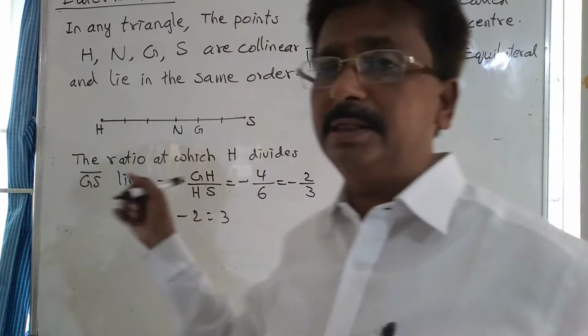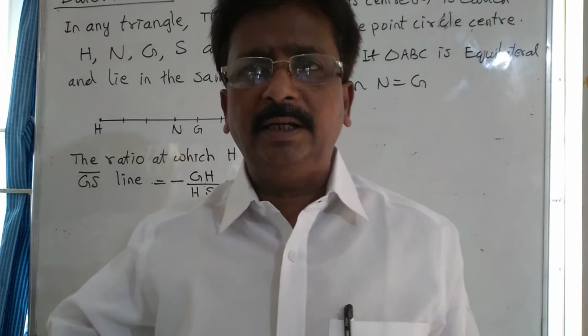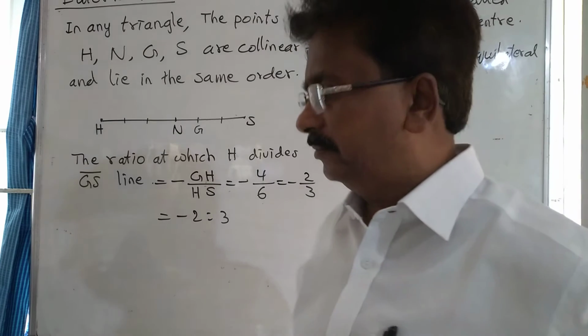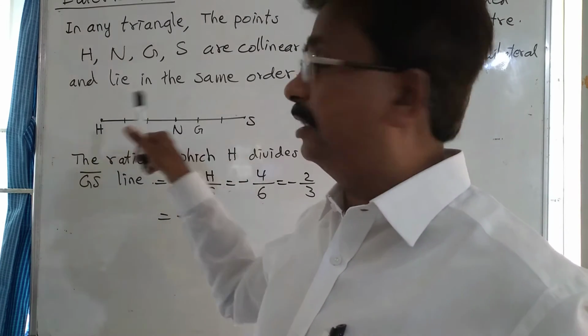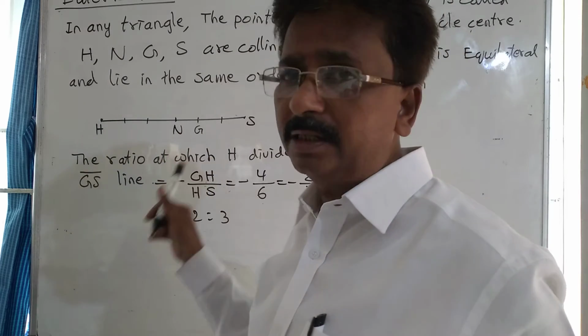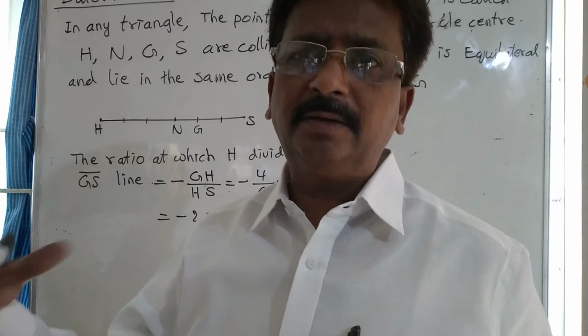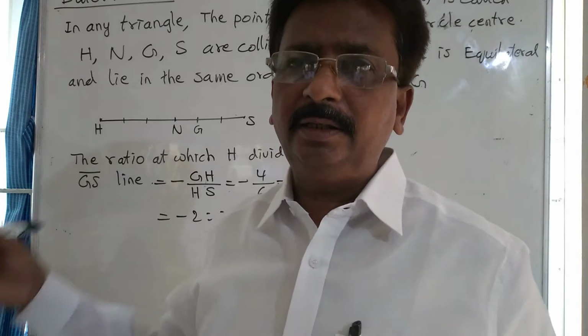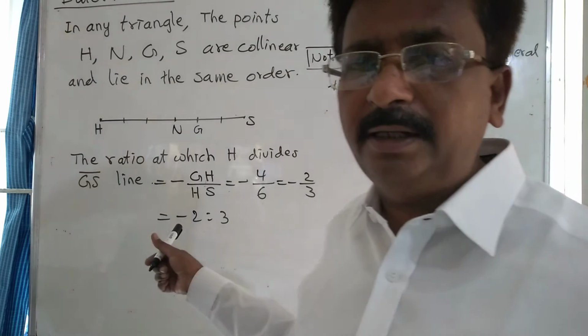Okay, in this manner, we can find the ratio at which any point divides any line segment. So we can find at what ratio S divides the line HG also. The line HG is divided by S at what ratio? We can find in this manner. Have you understood the procedure of finding the ratio?